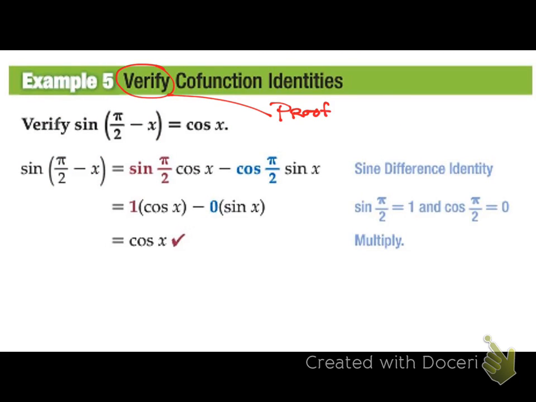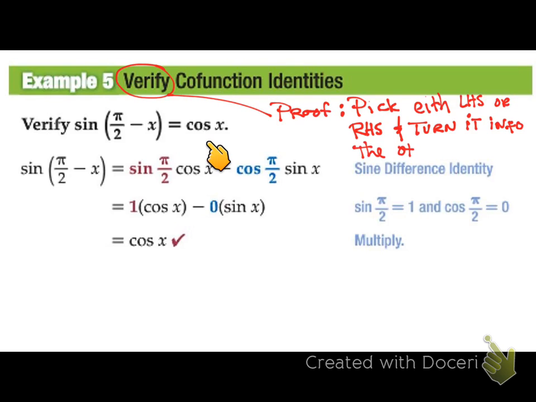That's kind of like a proof. What we're going to do is take our left-hand side and turn it into the right-hand side, or vice versa. And in general, what we want to do is pick the side that's more complicated. So cosine of x is simple. There's something that we can do with this.